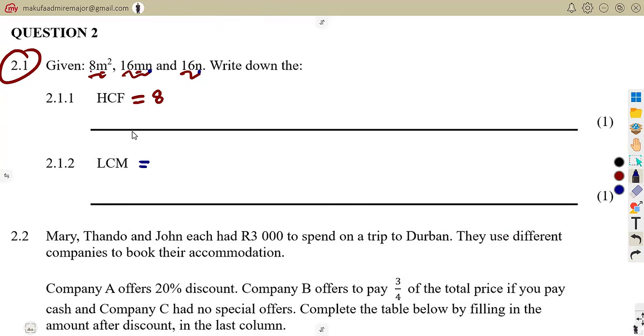Then the LCM, we are talking about the lowest common multiple. 16. This 16 is the multiple of all these numbers. Remember, talking of 8, 16, 24, 32, and so on. 16 is a multiple of what?